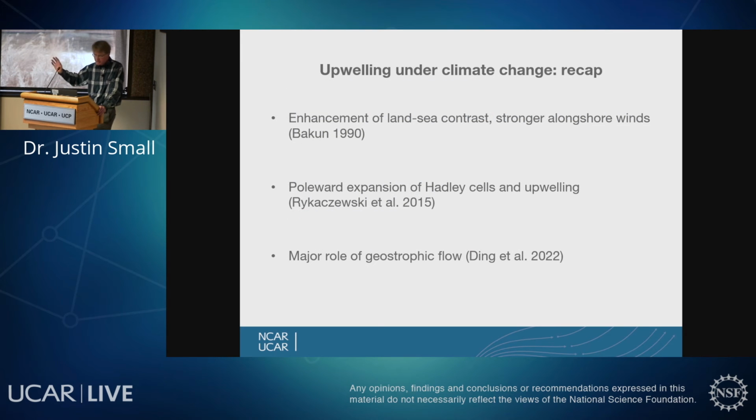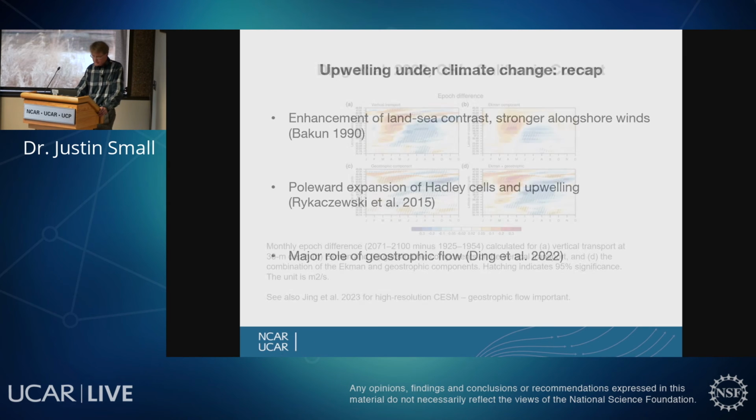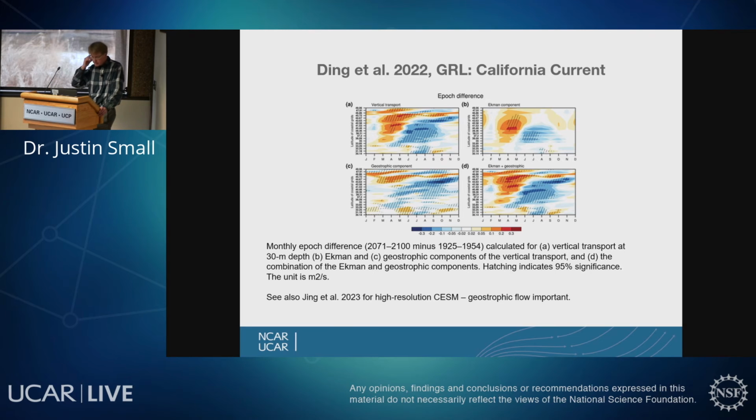And just to recap, I talked about the hypotheses for an enhancement of land-sea contrast, the Bakun hypothesis, poleward expansion of Hadley cells and the subtropical cells, and upwelling. And then this newer idea that the geostrophic flow is important. And this is a result on the geostrophic flow by Ding and Alexander et al., 2022.